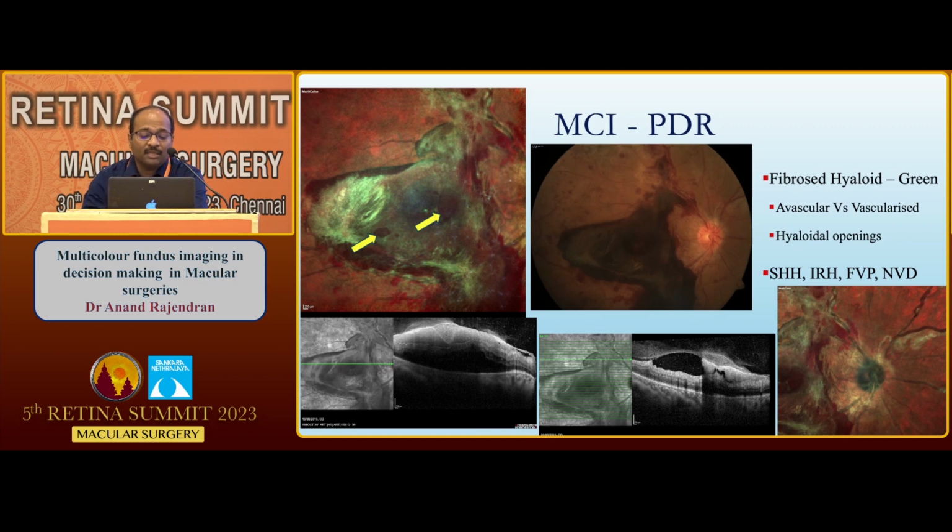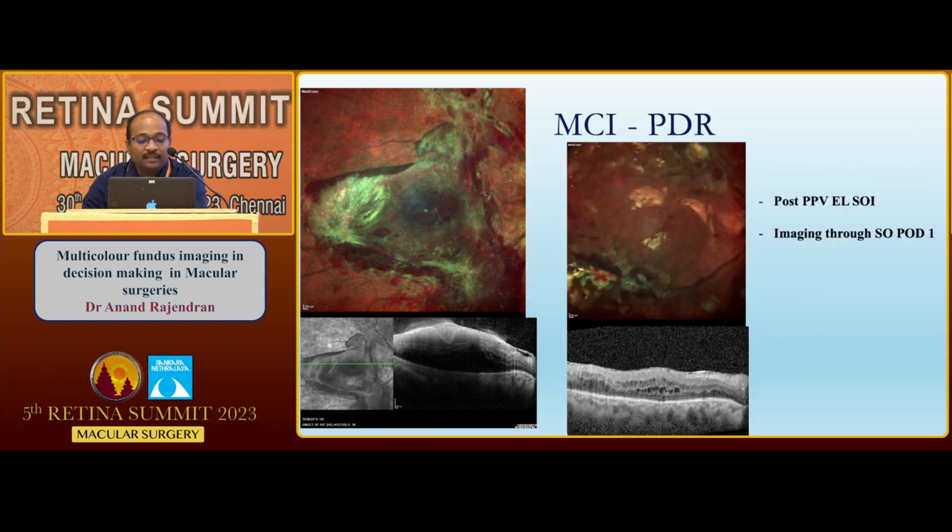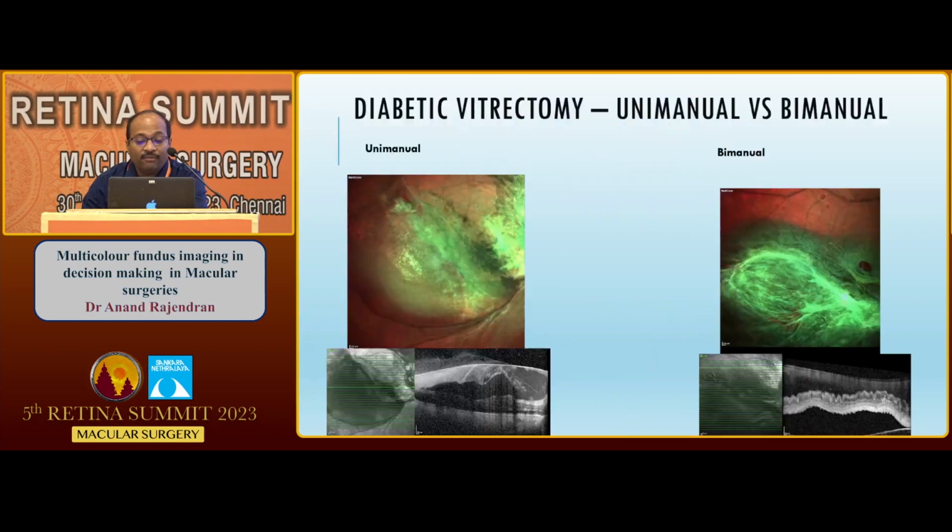You can see all this is much better than what the fundus image is giving you in the center, and you can plan your dissection roadmap, use those hyaloidal openings to initiate the dissection lines of attack, navigating past vascular areas and proceeding perhaps like this from the hyaloidal openings in this direction, and then you can get a good result. We can see post-vitrectomy. You can even image through that silicone oil very well.